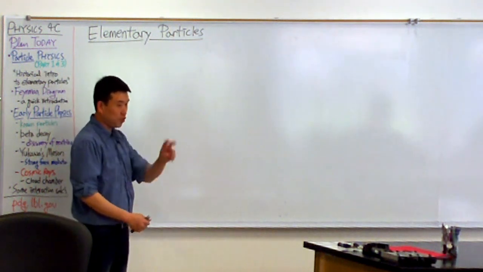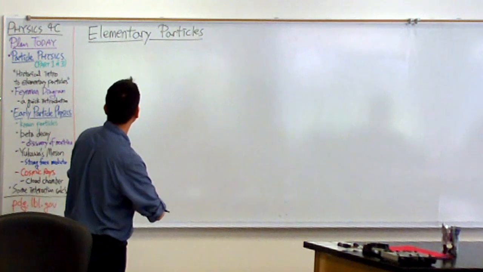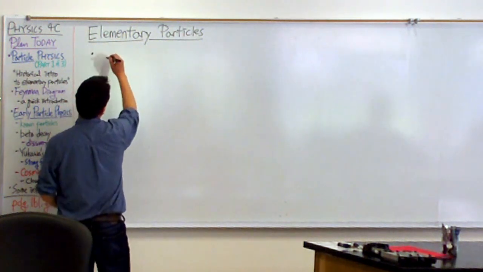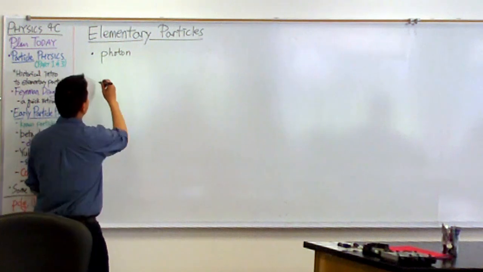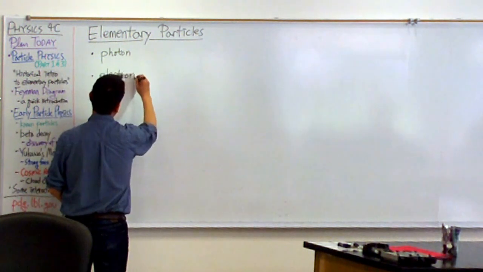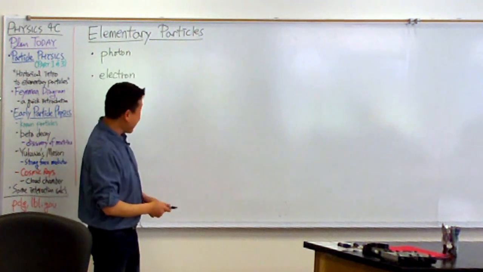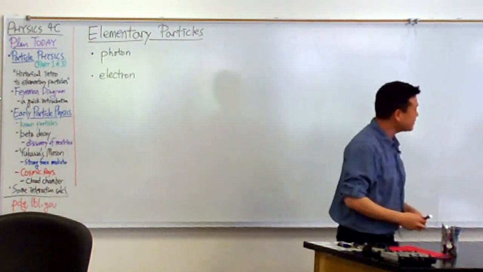And you know two of these elementary particles already. So those two are, let me just start listing them. You know the photon. Photon is one of these elementary particles. And you know the electron. That's the other elementary particle that you already know. And we haven't gone over any of the other elementary particles yet.